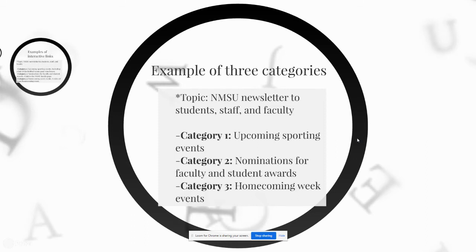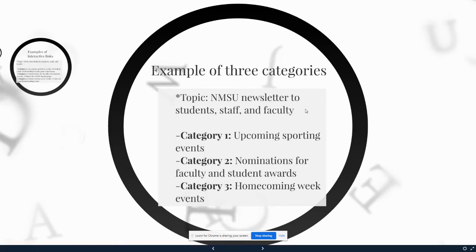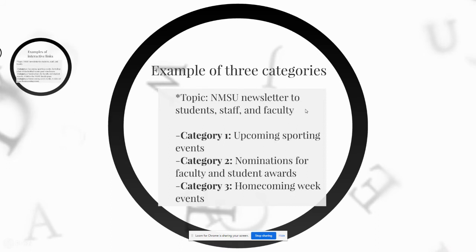So maybe your first category could be upcoming sporting events. What are the upcoming events for the season? Category 2, nominations for faculty and student awards. That's some type of school-related interest that all 3 groups could take an interest in. Category 3, homecoming week events.